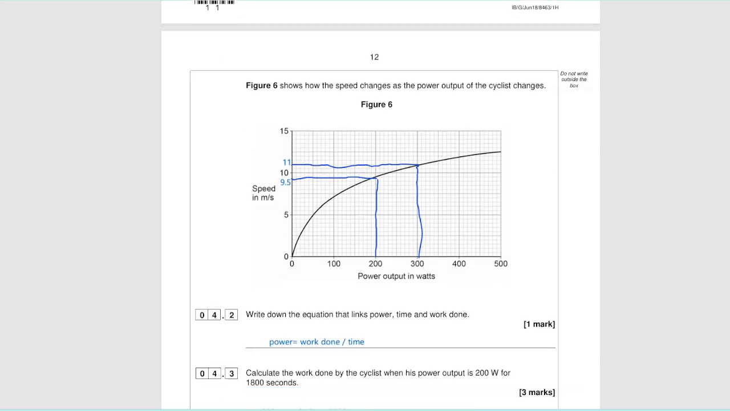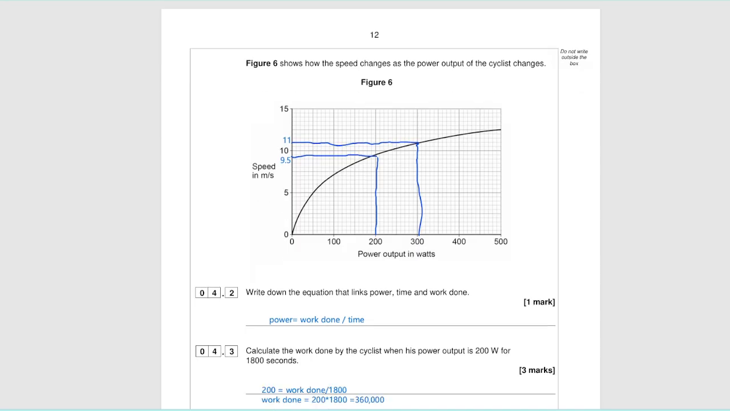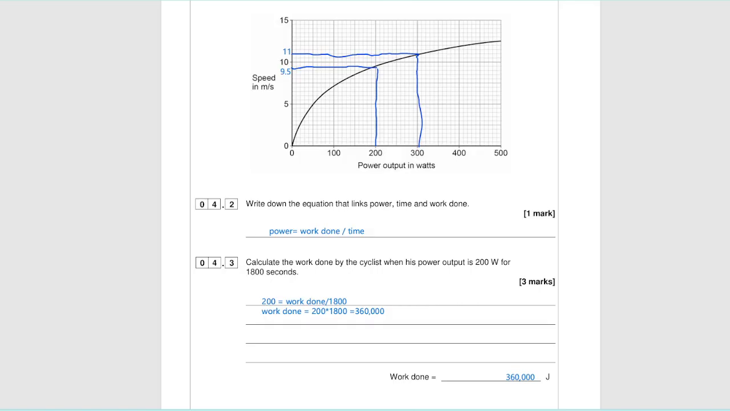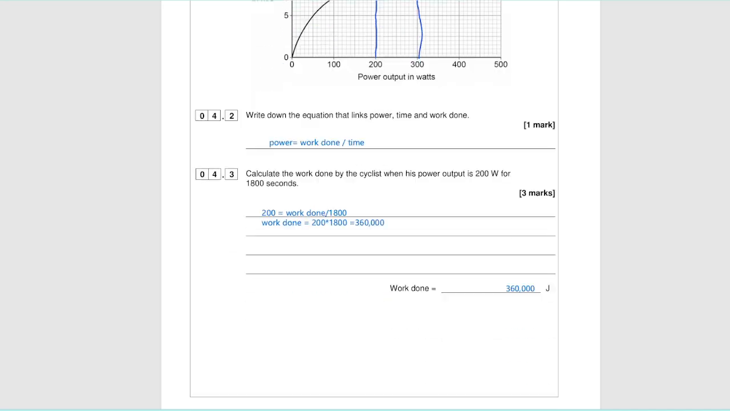Then for figure 6, we're asked how the speed changes as the power output of the cyclist changes, and we're asked to write down the equation that links power, time, and work done, and you can just use your formula book for this. Power equals work done over time, because you remember work done is energy. And then for 4.3, calculate the work done by the cyclist when his power output is 200 watts for 1800 seconds. So 200 equals work done over 1800. Work done equals 200 times 1800, and you get a work done of 360,000 joules.